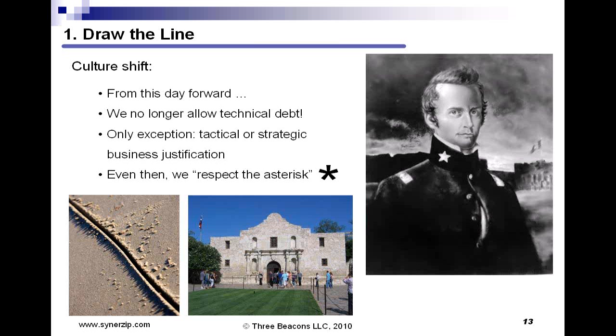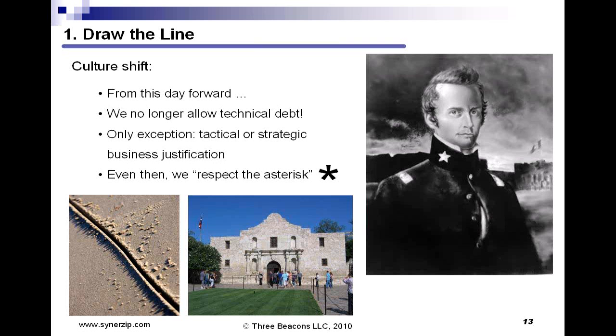The first technique for preventing technical debt is what I like to call draw the line. If you're in a leadership position or a scrum master or a VP of engineering or whatever, even from an engineering perspective, bottom up, you can help instill a mindset and an attitude that basically says, from this day forward, no technical debt. The only exception is for tactical or strategic, and as I said before, respect the asterisk. And if you don't instill a mindset like that, then technical debt will continue to be accumulated.